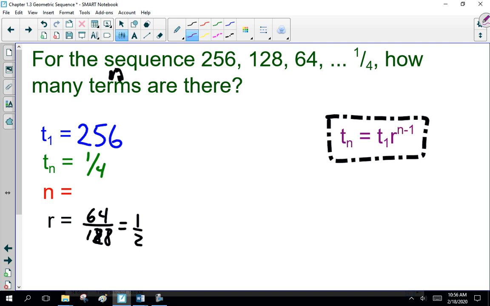Well, t to the n is 1/4. Hang on. First, I got to plug the numbers into the equation. T to the n is 1/4. T1 is, oh, I should color code this. 1/4 equals T1, 256 times my base, 1/2 to n minus 1. So, remember brackets, exponents. So you cannot go 256 times a half. You cannot. So how do you get rid of times 256? So divide both sides by 256, what do you get?